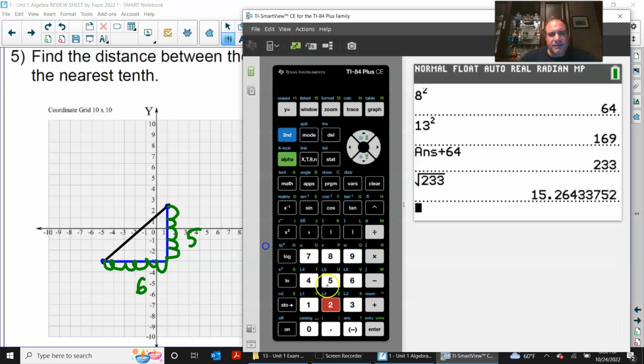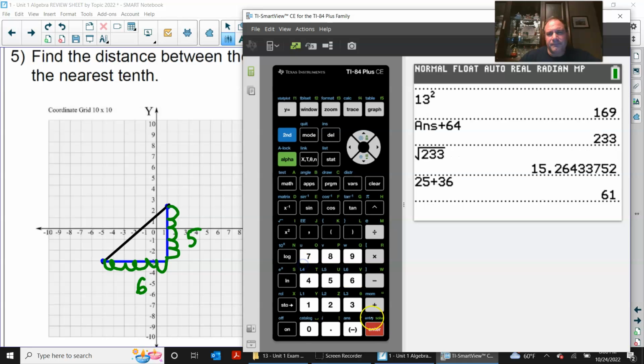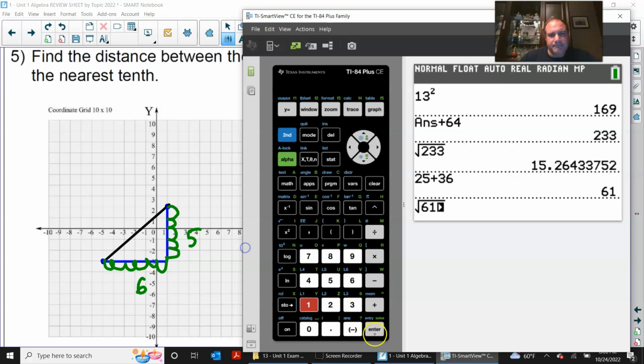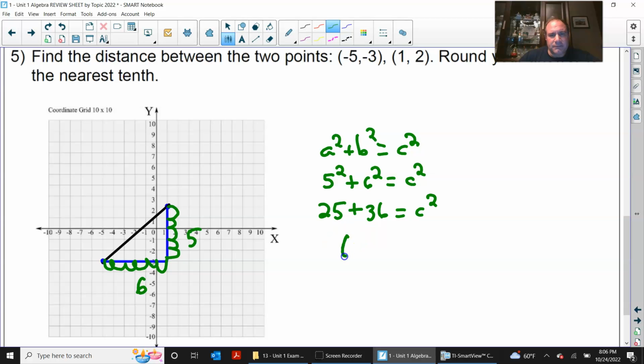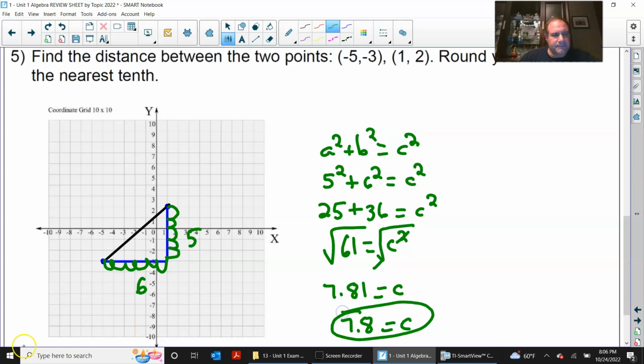So 25 plus 36 is 61. And then I'm just going to do the square root of 61, which is 7.81. C squared, you square root both sides. 7.81. When you round it to the nearest tenth, it's 7.8. All right, and that is the entire review sheet from top to bottom.